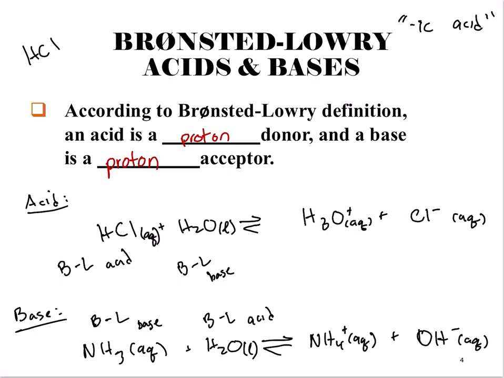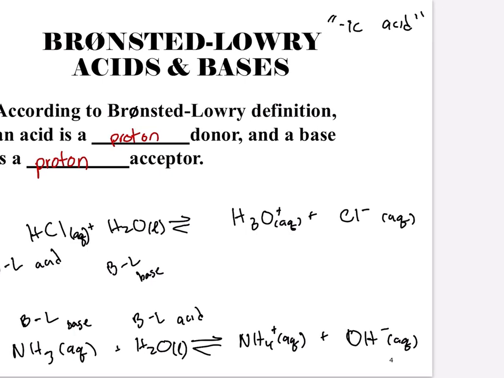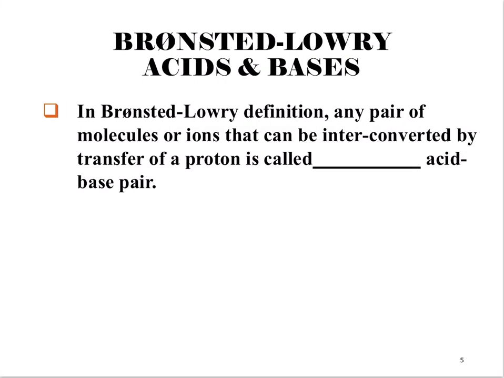Because it's negatively charged. And that leads directly into what we're going to be talking about on the next slide: in this Bronsted-Lowry definition, any pair of molecular ions that can be interconverted, so when you go from having a proton to losing its proton, they're called conjugate acid-base pairs. All right, so they're conjugate acid-base pairs.